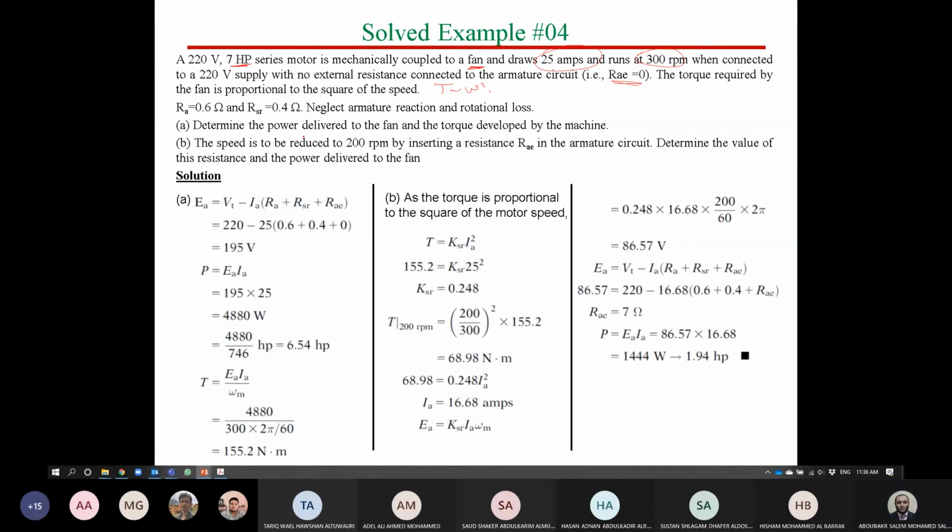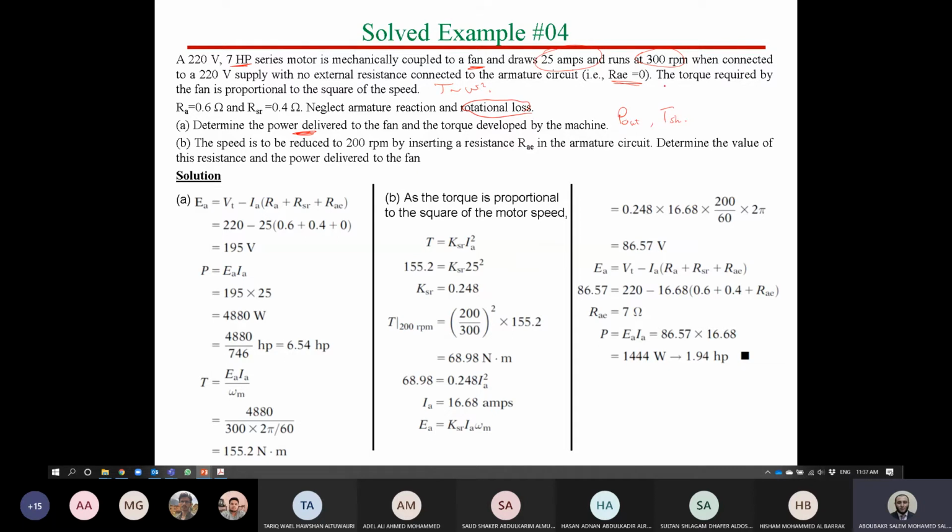Find the power delivered to the fan and the torque developed by the machine. So firstly, without adding anything, we just need to calculate the power delivered to the fan, which is the output power, and the torque developed by the machine. Of course, developed torque and output torque here will be the same because we neglected the machine rotational loss. So from here guys, we need P out and T shaft.